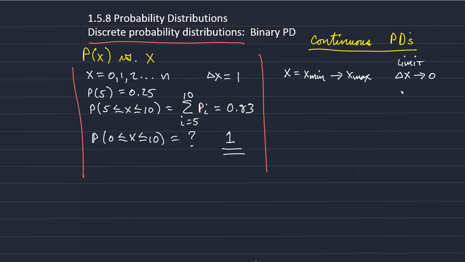And we'll use dx as the infinitesimal interval between successive values of x. So in that case, we'll write little p of x, and that's not the probability of x.